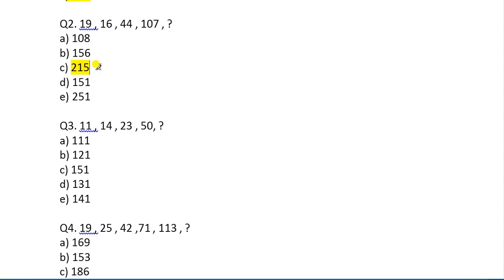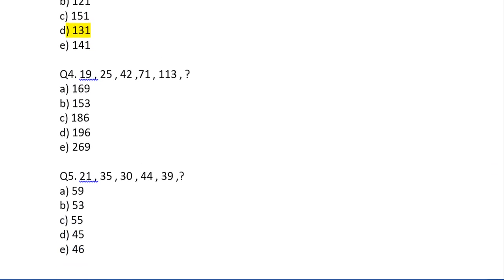Now in question number 3, the correct answer is D part, that is 131. Now in question number 4, the correct answer is A, that is 169. Now in question number 5, the correct answer is B part, that is 53.